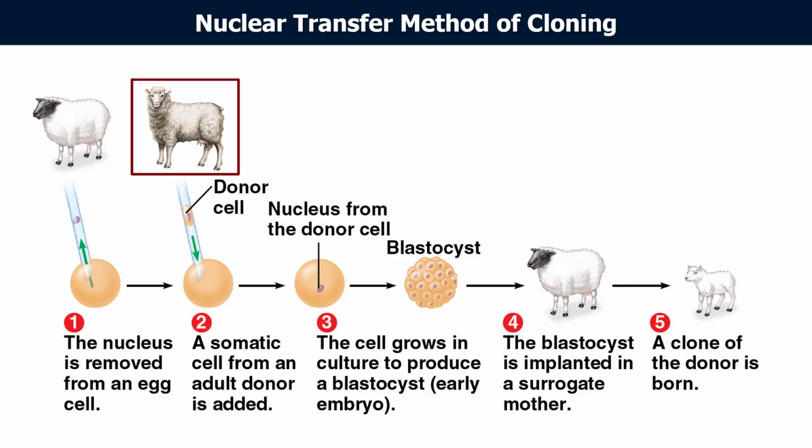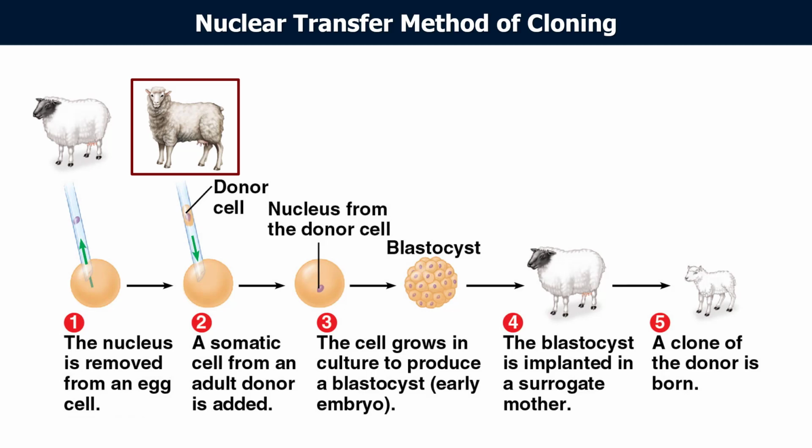donated the nucleus. And one of the reasons I pointed out the black face, white face, they intentionally used a black-faced sheep for the egg and a white-faced sheep for the nucleus donor because they wanted a very visual proof at the end of which sheep had been cloned. And Dolly, of course, is white-faced.